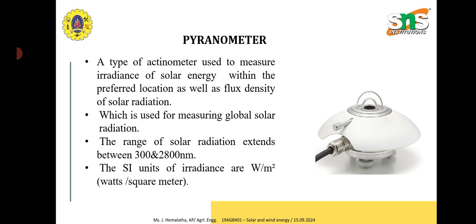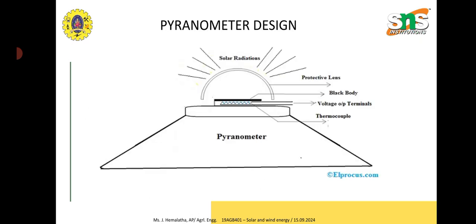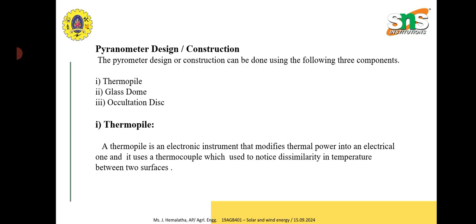Pyranometer measures the global solar radiation by detecting both direct and diffuse solar energy reaching a surface. It is equipped with a sensing element, often a thermopile, covered with a dome to capture the radiation from all angles. This is the design of the pyranometer, consisting of a thermopile, a glass dome and a disc.